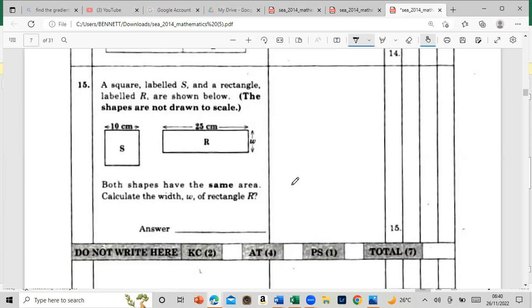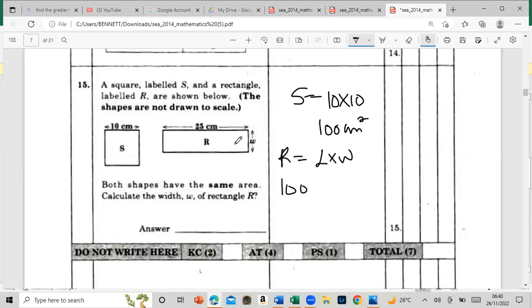All right. So what we know, that a square area, so let's just call this S, is equal to 10 multiplied by 10. So we need to know that first. So that works out to 100 centimeters square. And the area for the rectangle is length times width. So what we know is that the area is 100, and we can clearly see the length is 25. So what multiplied by 25 gives us 100? To show working, we divide both sides by 25, all right?